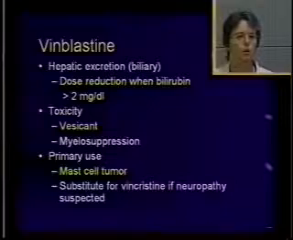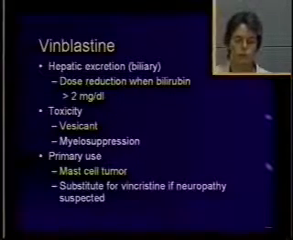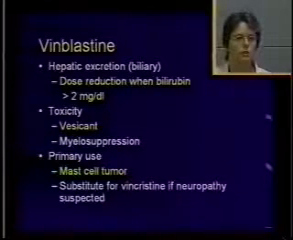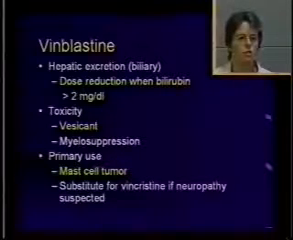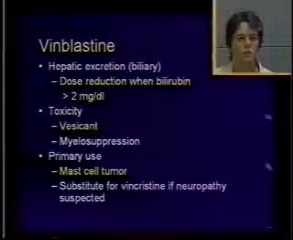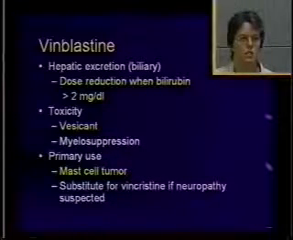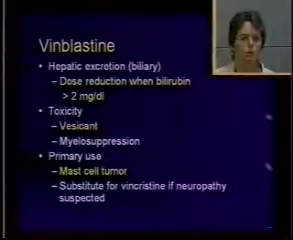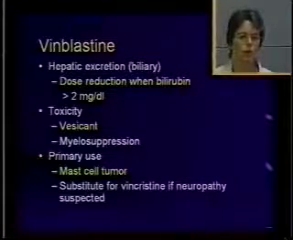Vinblastine is the other plant alkaloid that also undergoes biliary excretion, so similar to vincristine, it needs to have its dose reduced by 25% or so when the bilirubin exceeds 2 milligrams per deciliter. It is also a vesicant, and in that way is very similar to the vincristine, but we don't at this point have any reports of cases of the peripheral neuropathy.